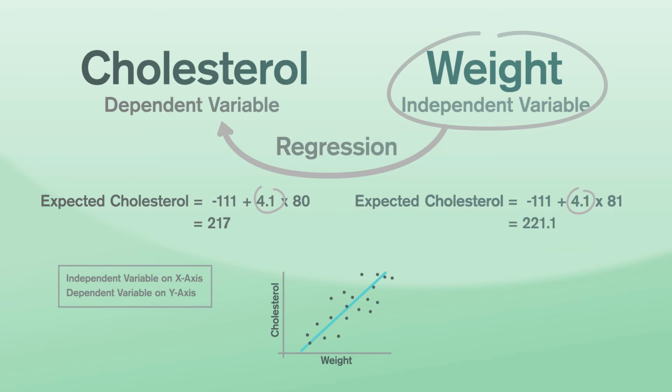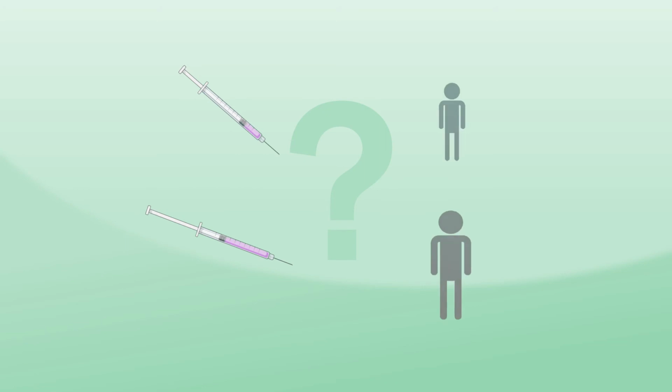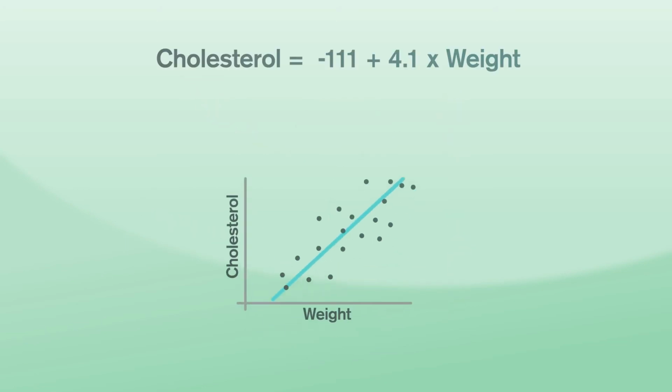This can be very useful information in the clinical setting when providing patients with advice on lowering cholesterol. Another example of how such an equation could be useful in the clinical setting is an anaesthetist who bases dosage on a person's weight. The other component of the equation is the y-intercept of the line. This is the constant in the equation. Here it is minus 111.